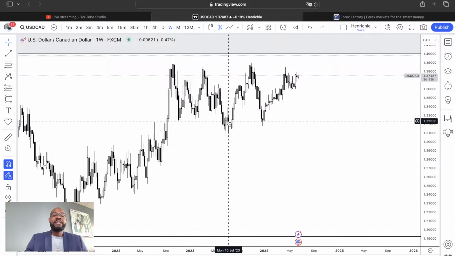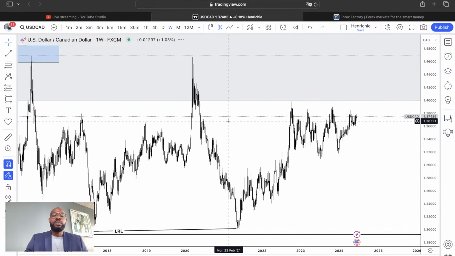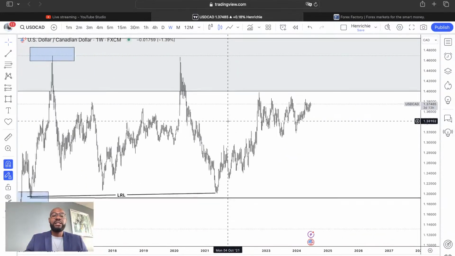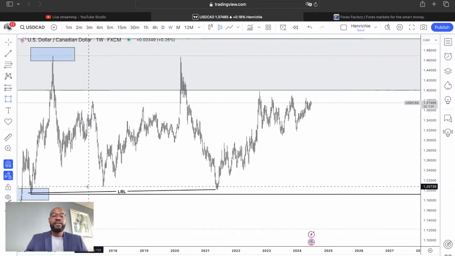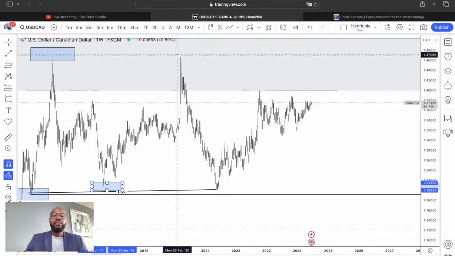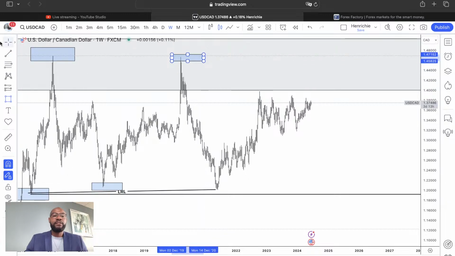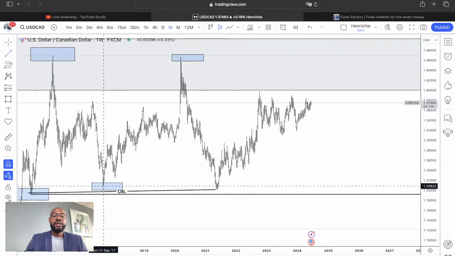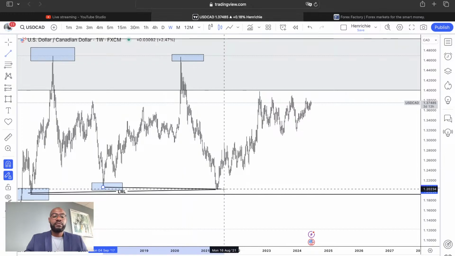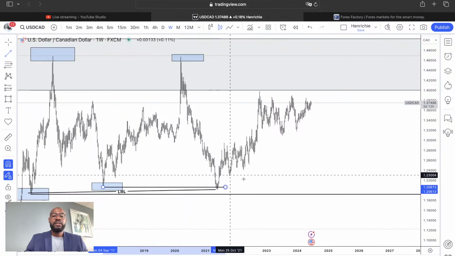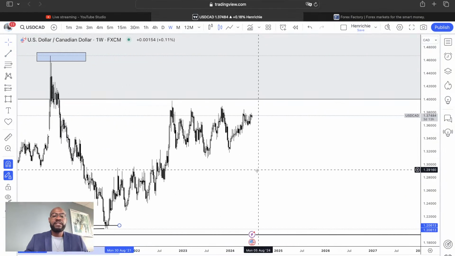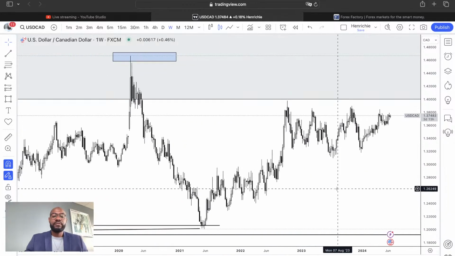So we go to the weekly time frame. On the weekly time frame, we want to focus on the structure, and on weekly time frame, all we can see is a low, a high, and then right here, this is our new low. Now we want to check if there's a break of structure.